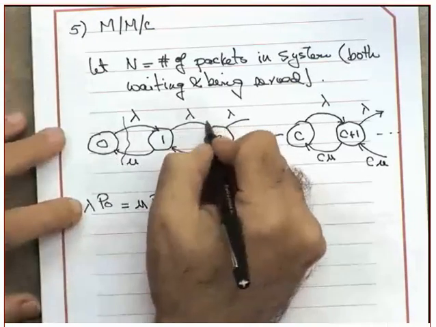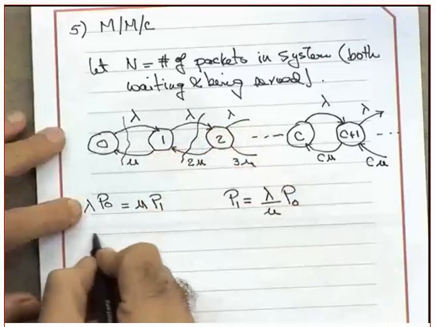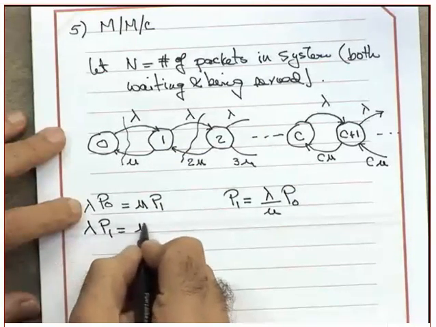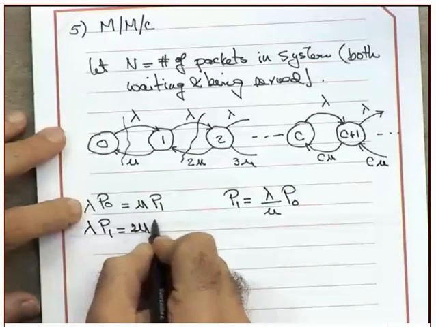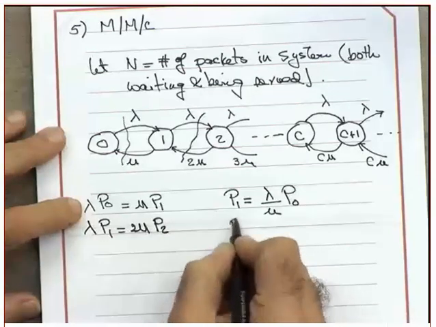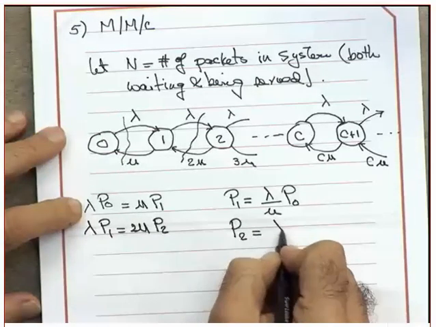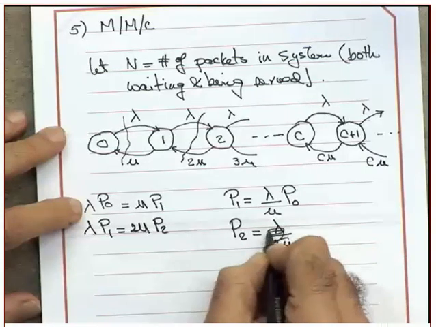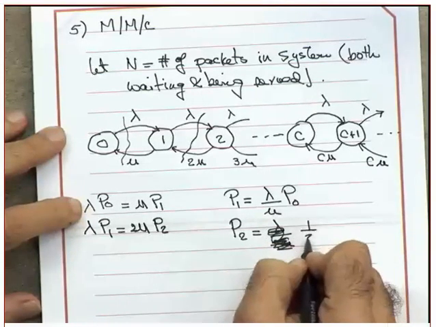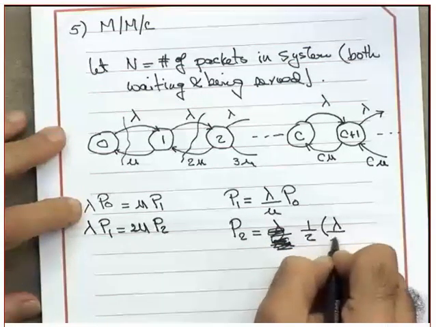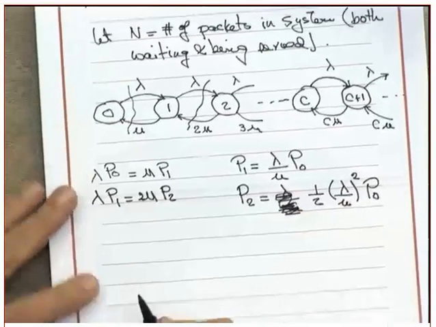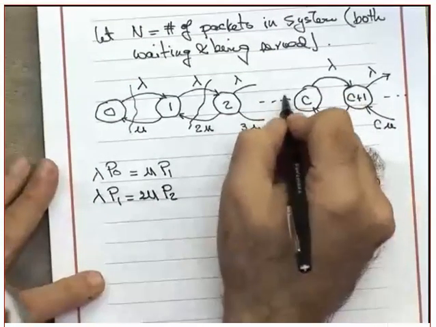Okay, the next one is what? Help me. Lambda P1 equals 2 mu P2, which means P2 equals what? Lambda over 2 mu? No, I messed up, I'm sorry. It's 1/2 times lambda over mu squared times P0. Clear? Okay.